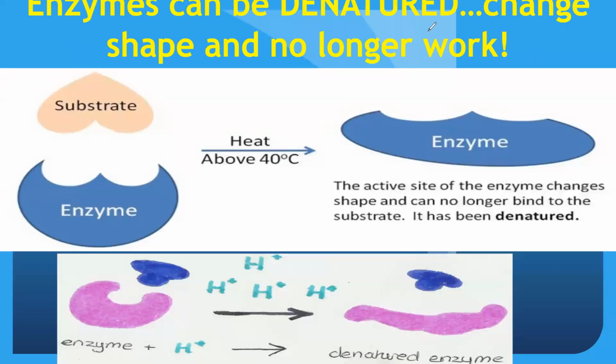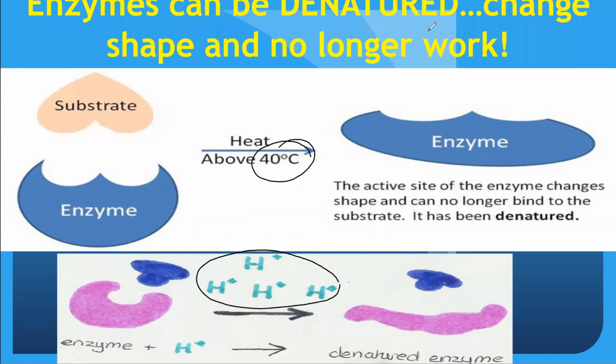All right, so we know that enzymes can be denatured, and that means that they change shape and no longer work. And they're affected by temperature and by pH, the amount of hydrogen ions in that solution.